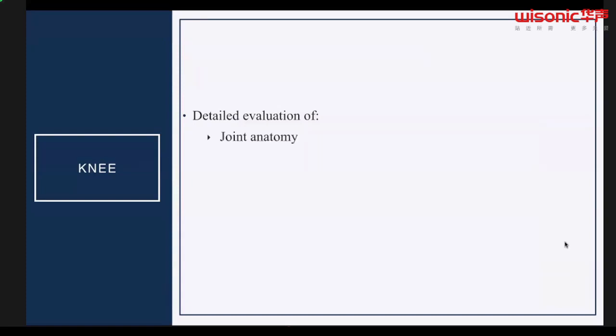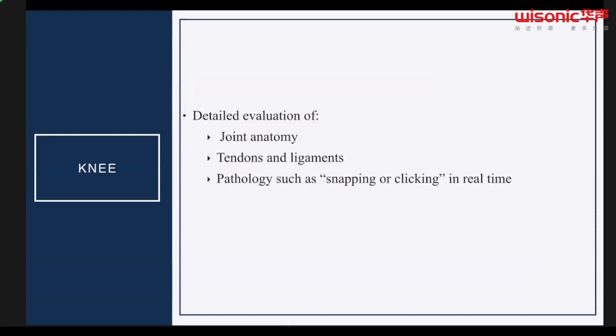Specifically to the knee, you can use it to look at the joint anatomy, the tendons and ligaments. You can use that real-time dynamic assessment to look for snapping and clicking of joints. You can see, if someone specifically has an area of pain that's in the lateral aspect, exactly where it is.